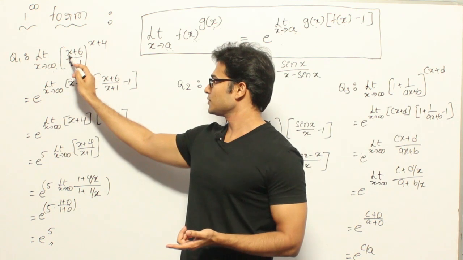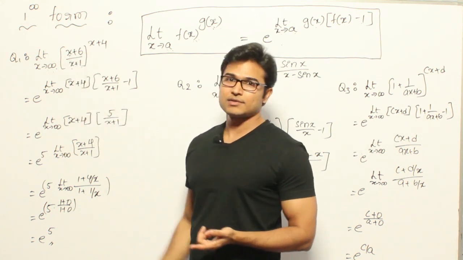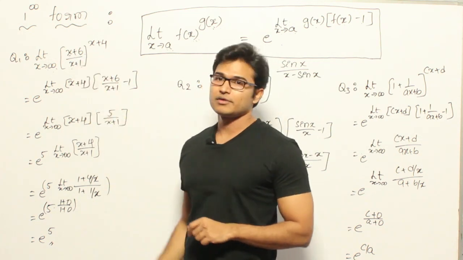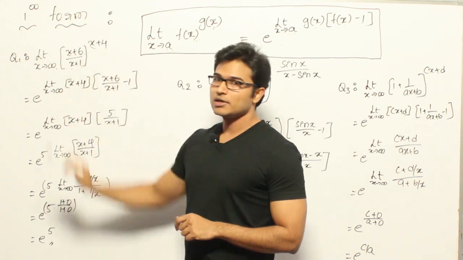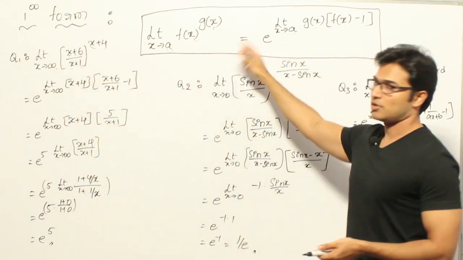So you pull out x as common, and I am going to get 1 plus 6 by x over 1 plus 1 by x. Now 6 by x and 1 by x will become zeros, therefore you are going to get 1 here. And what about the exponent? You are going to get infinity. So I got the 1 power infinity form. Now I am going to use this formula, right?